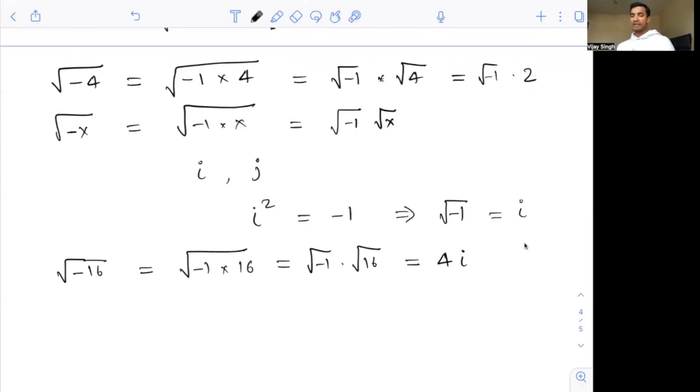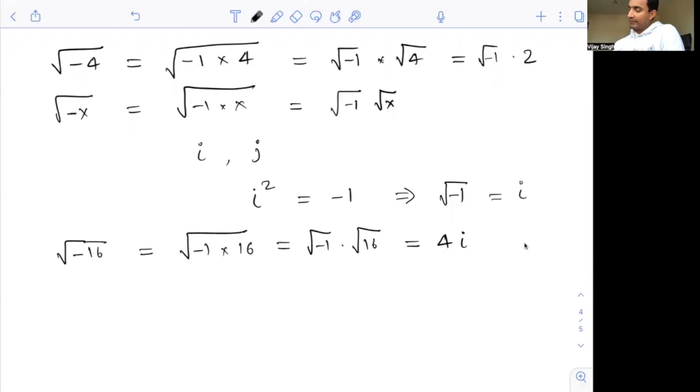So all such numbers which are the square root of a negative number can be represented in this form: some positive number multiplied by i. Okay, and such numbers are called imaginary numbers. So we had the real numbers. Real numbers were all rational and irrational numbers. These numbers are called imaginary numbers.